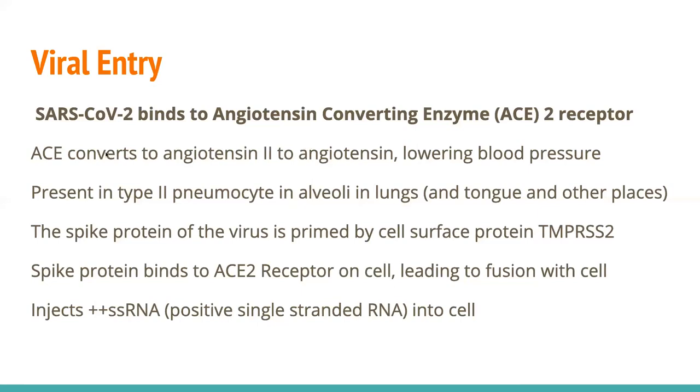Now, this angiotensin converting enzyme is an enzyme that essentially regulates blood pressure by converting angiotensin 1 to angiotensin 2. This is naturally occurring in the body. And this enzyme sits on this receptor, and this receptor is present in the alveoli. So what is the alveoli?